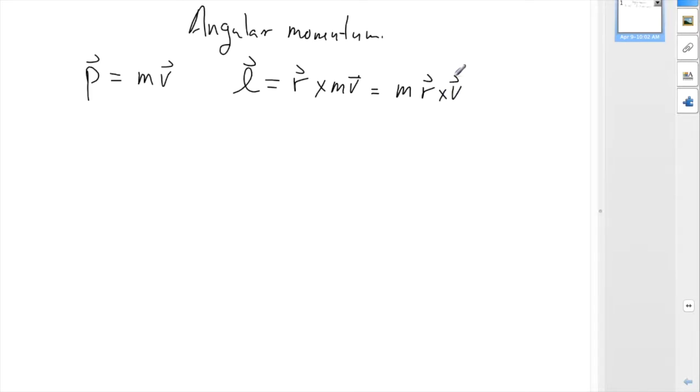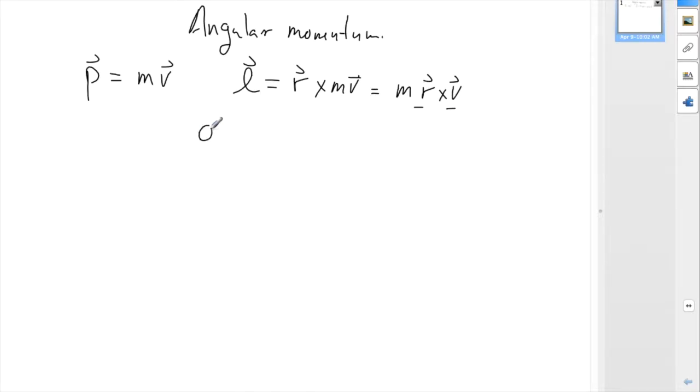So the first thing to bear in mind is that we now have a cross product where we're going to have to look at the relative angle between the radius vector and the velocity vector. The second thing that tends to interest people is that you can have linear motion that has an angular momentum.